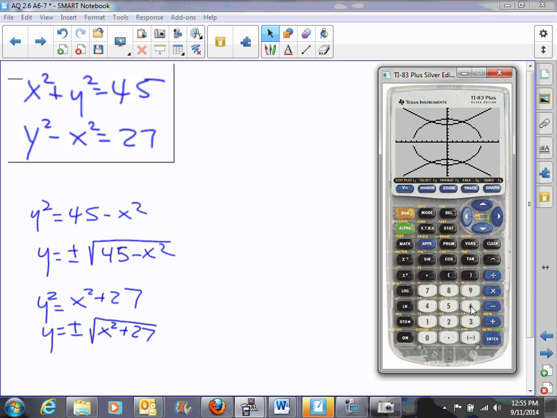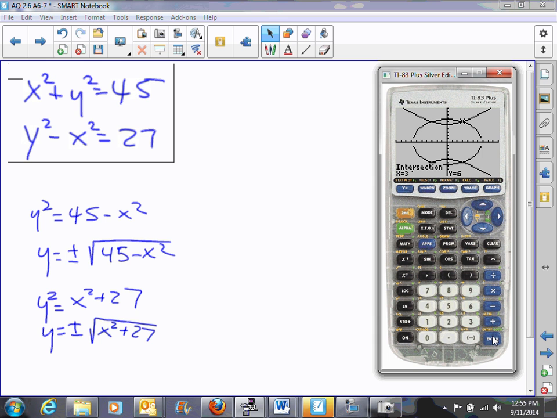So let's first go second trace, and we're looking for 5, the intersection. And so notice the blinker is on the upper half of that oval. We want to use that one, so press enter. Now, the second curve is on the bottom half of the oval. We don't want to use that one, so press down arrow. Now we're on the top half of the curve. We do want to use that one, so press enter. And now the guess. Move your blinker over close to where the point of intersection is you want, and press enter, and it'll find 3, 6.